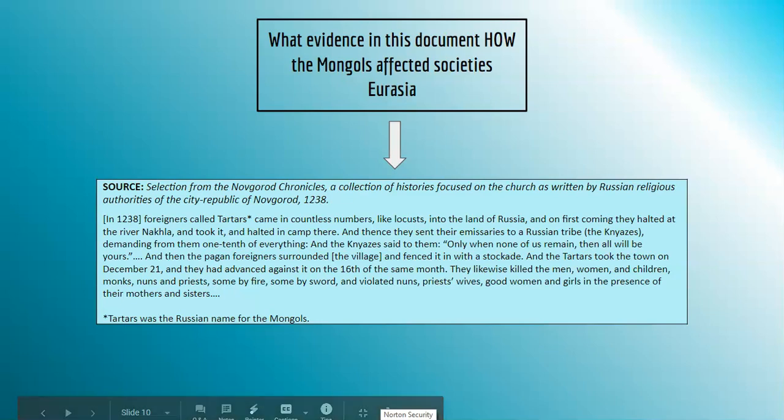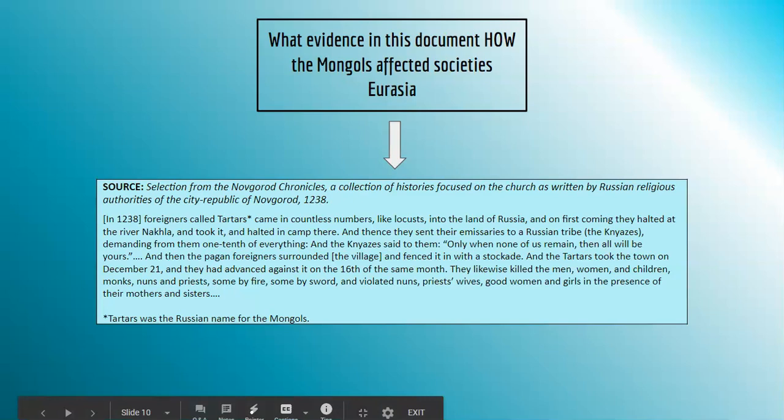Okay, so let's take a look at this. If we're looking for evidence that shows that the Mongols impacted or affected societies, what evidence in this document relates to that? Well, there are a couple different things. If you go to the top of the document here, where the Mongols demanded 1/10 of everything, that could be how they impacted, but that's really just more of a question. The better evidence that supports how the Mongols affected societies is down here when they talk about how the Mongols, who the Russians call Tartars, took over the village, killed everybody, and so on. So that evidence is the best one.